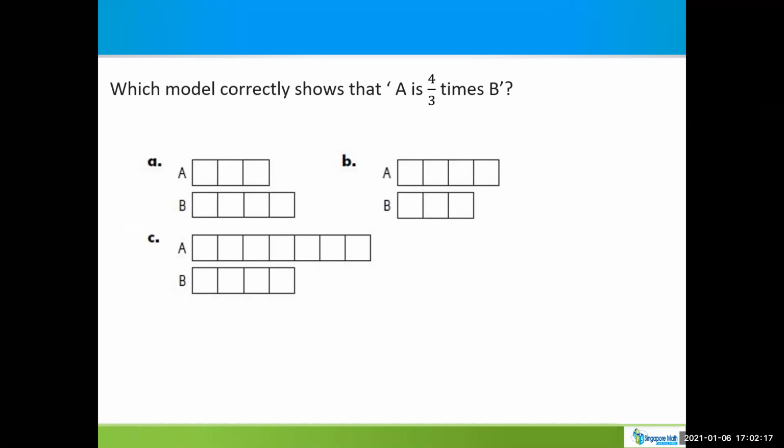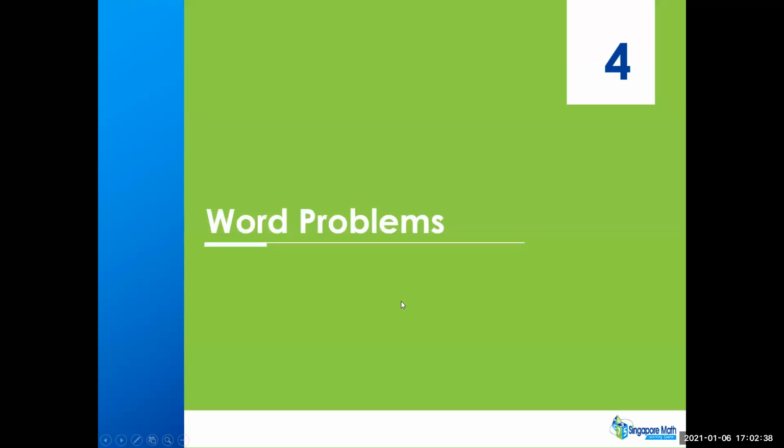Type your answers in the chat box for this one. Which model correctly shows that A is 4 out of 3 times B? Which model would that be? Yes, well done, guys. It's B. Well done.